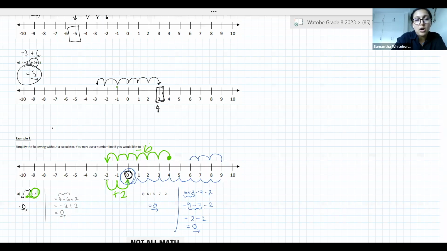So each of these hops represent one of those operations that I need to do. The 6 hops to the left is my -6, and the 2 hops down here to the right is my +2. And where I ended at 0 is then my answer. Oh, okay. Okay, guys, this all takes practice, so don't worry, you'll get there.